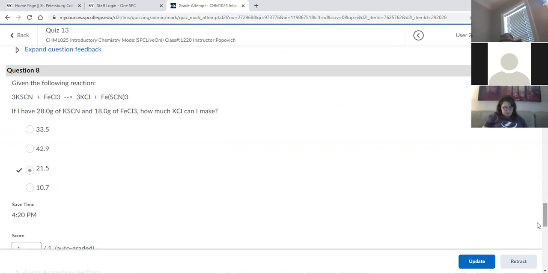All right. So first of all, we recognize this is a limiting reagent problem, right? Yep. Because you have amounts of two of the three things. So you got 28 grams of potassium thiocyanate. Potassium weighs 39.10. Sulfur weighs 32.06. Carbon 12.01 and nitrogen 14.01. That should be everything, right? Yep.